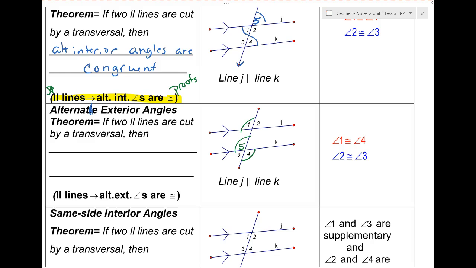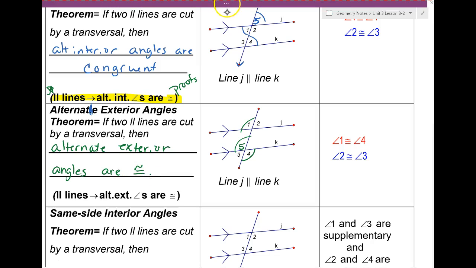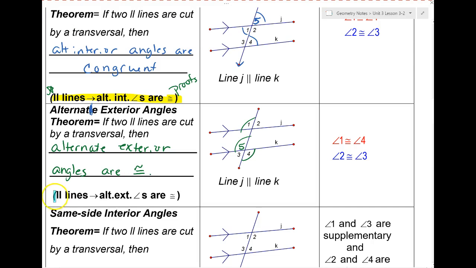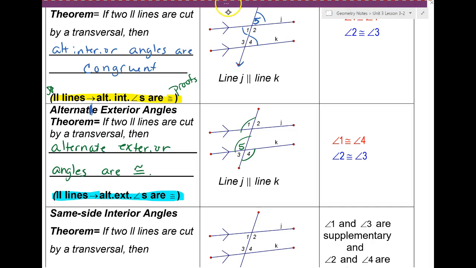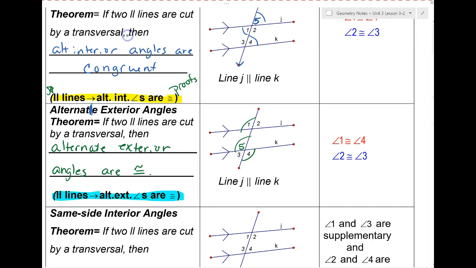So let's write it down. If two parallel lines are cut by a transversal, then alternate exterior angles are congruent. But you're going to also see me every single time write it out as a conditional statement using our conditional arrow. It's an easy way of memorizing it, and of course, to abbreviate the words so we don't have to write so much out. Make sure you know that for proofs.